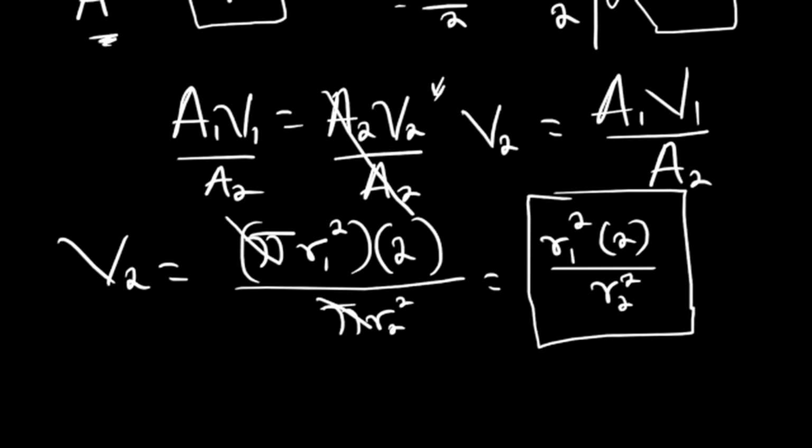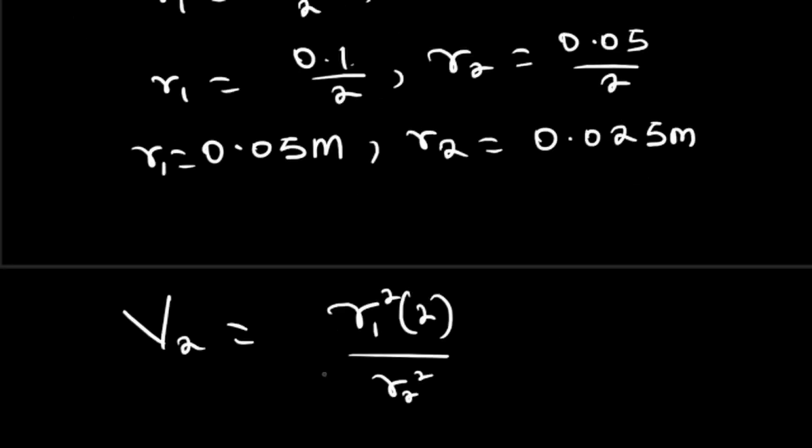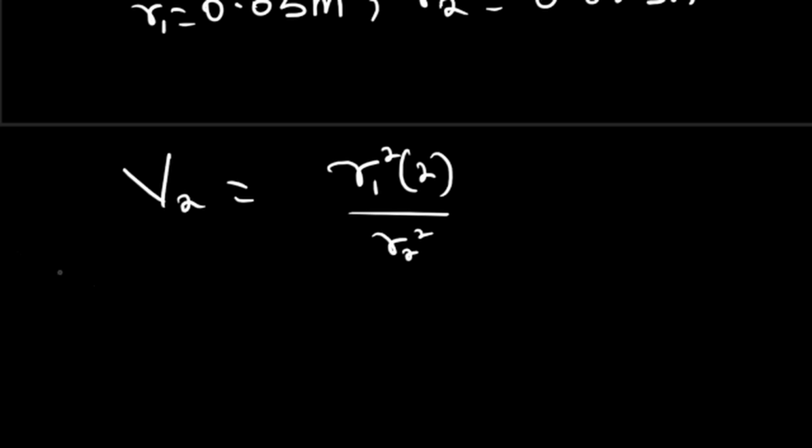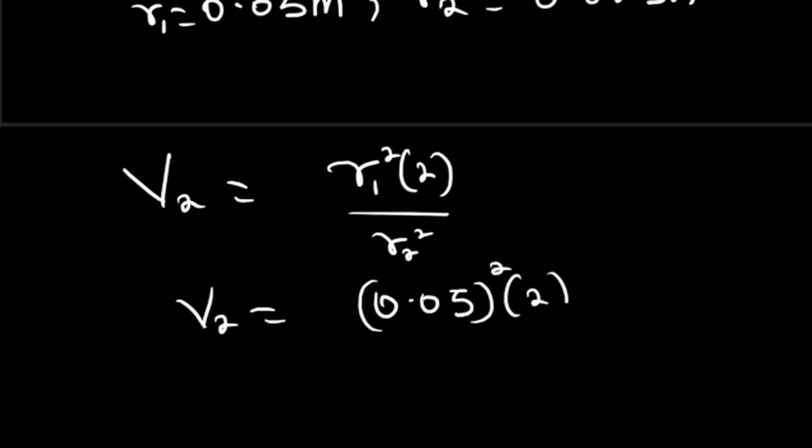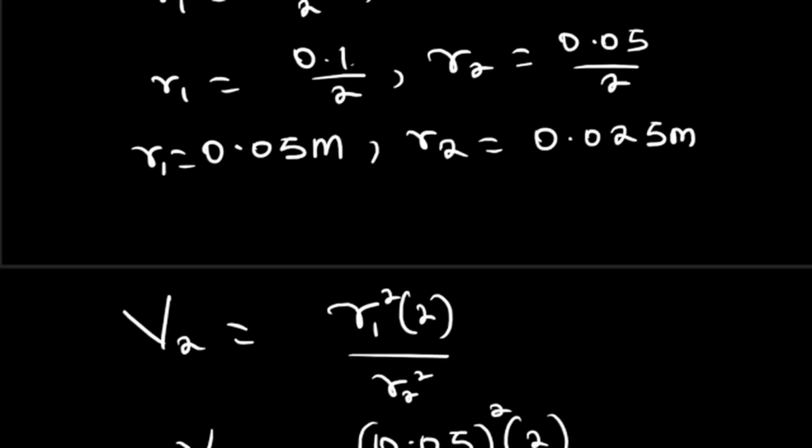Now let's plug in and we solve. All right, so our v sub 2 is equal to our first radius, which is 0.05, but now we have to square it, and this is multiplied by 2 all over our second radius, which is 0.025. We also have to square it. Here is where the value came from, and this is the first one here.